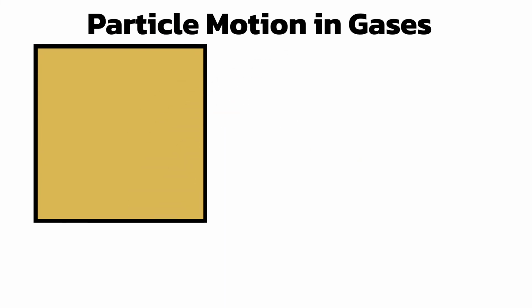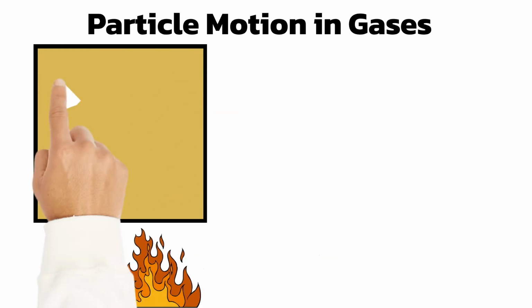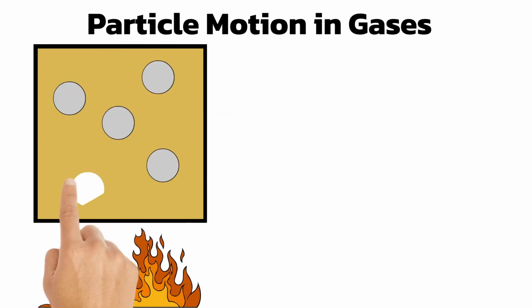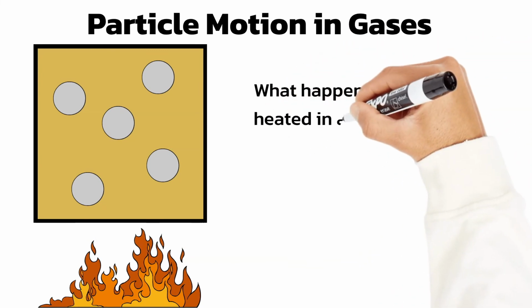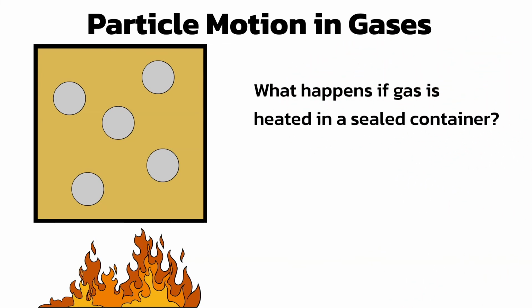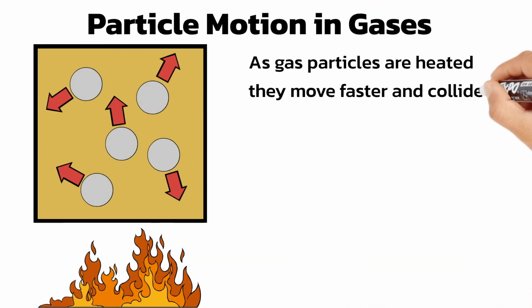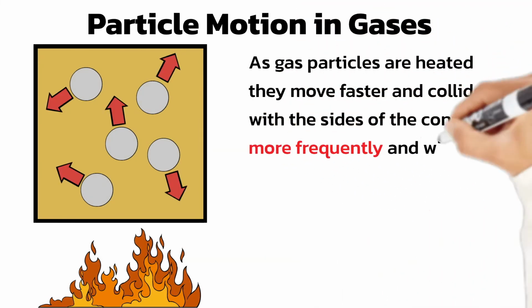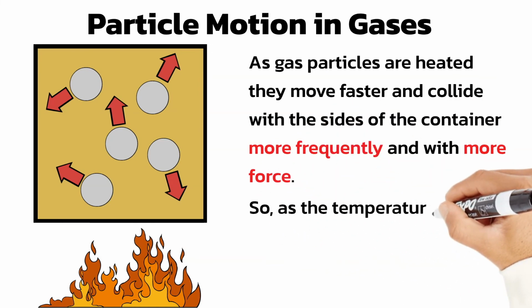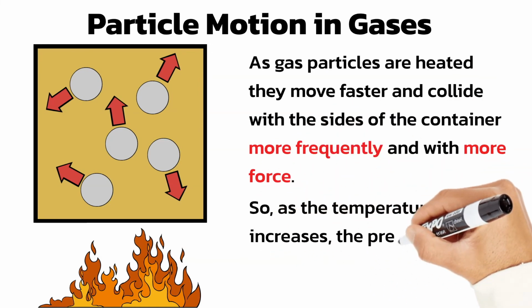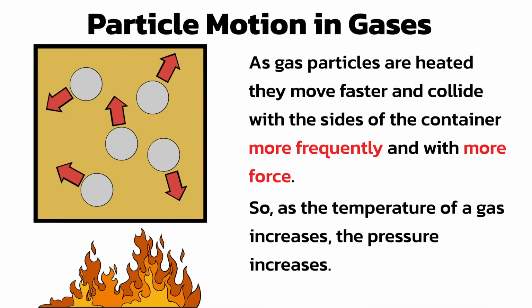Using this knowledge, explain what happens if a gas is heated in a sealed container. Pause the lesson and restart when you've had time to think about it. As the gas is heated, the particles gain energy and move faster. This makes them collide with the sides of the container more frequently and with more force. So as the temperature of a gas increases, the pressure also increases.